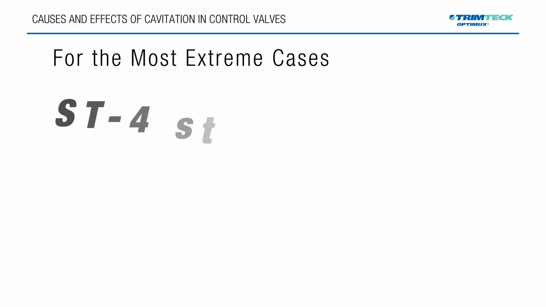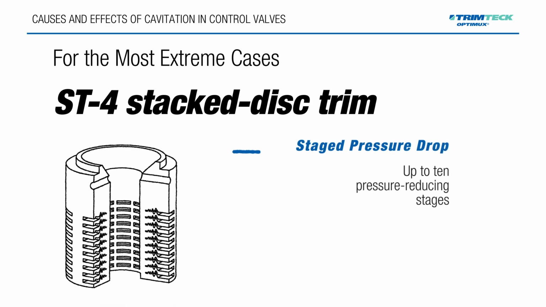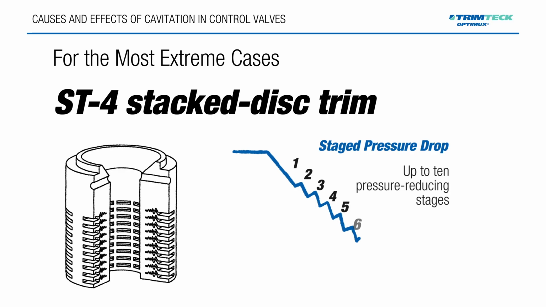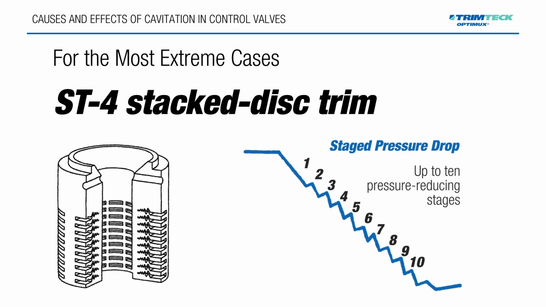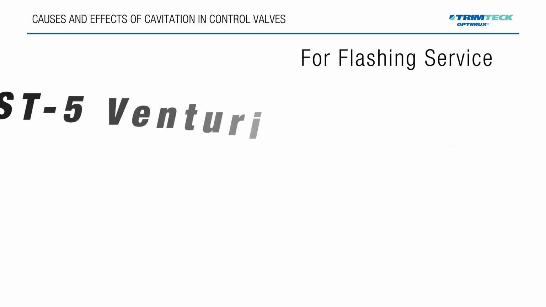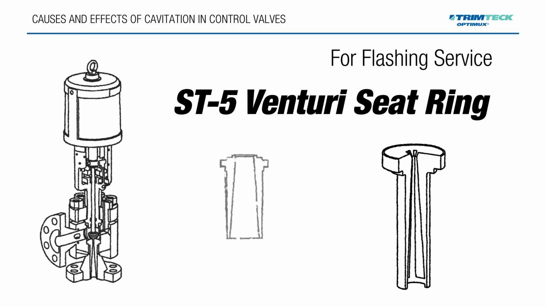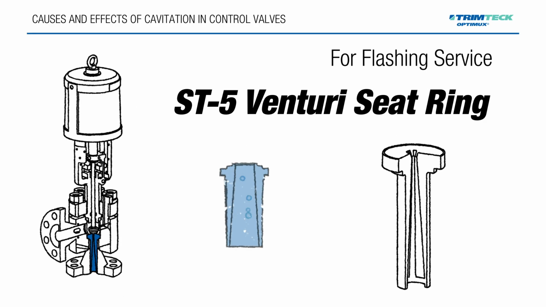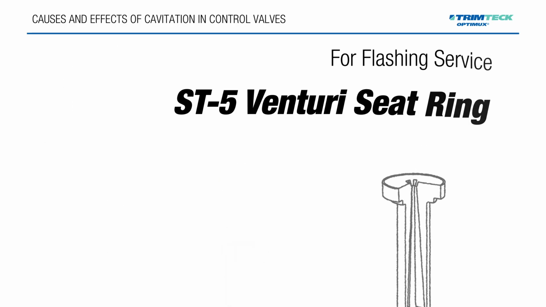For the most extreme cases, our ST4 stacked disc trim provides up to 10 pressure-reducing stages, handling massive pressure drops while also reducing noise. For flashing service, the approach is one of extending the life of the valve and downstream piping using hardened materials, and displacement technologies like our ST5 Venturi seat ring for flashing service, which directs the flashing flow downstream and away from critical components.